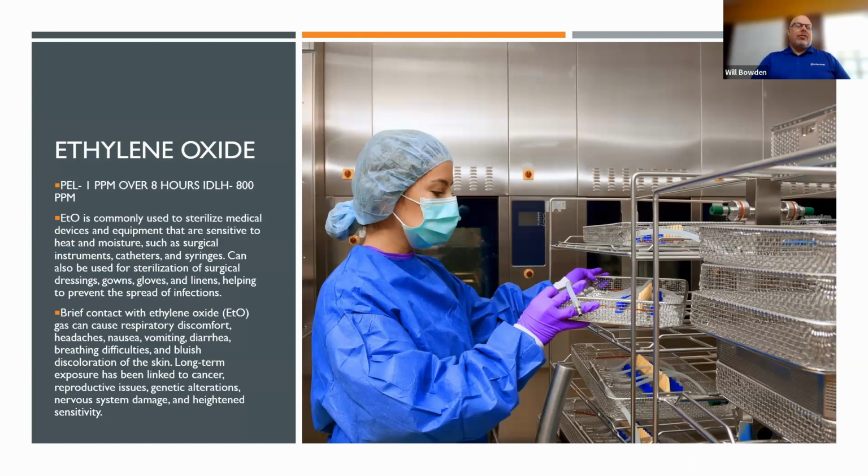However, brief contact with ethylene oxide can cause respiratory discomfort, headaches, nausea, vomiting, diarrhea, breathing difficulties, and discoloration of the skin. And studies have proven long-term exposure has been linked to cancer, as we previously discussed in some of our situations with the sterilization facilities and their emissions over a period of time. Other issues that can come up over that time are respiratory and reproductive issues, genetic alterations, nervous system damage, and heightened sensitivity to exposure to other environmental factors.